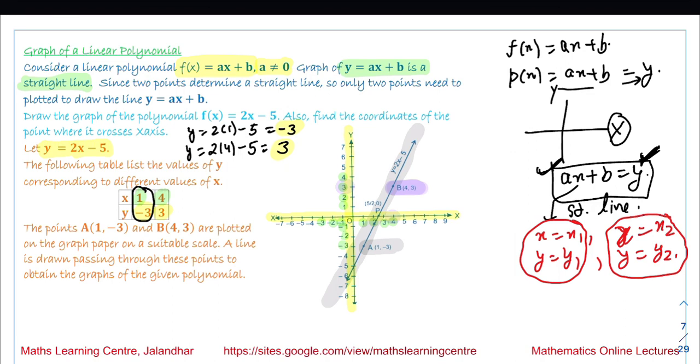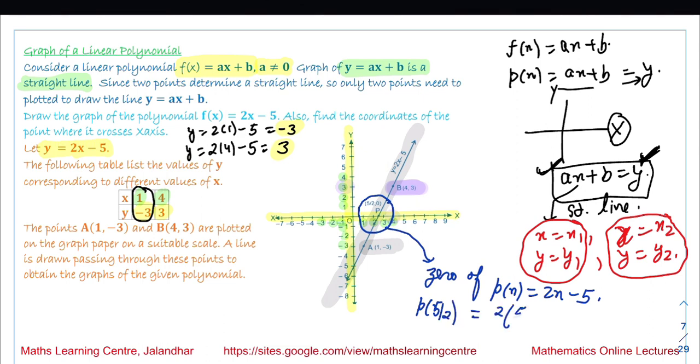And we are saying that this line is intersecting the x-axis at this point P, and this is basically the zero of P(x) is equal to 2x minus 5. Zero of this means that this point 5 by 2, if we substitute over here, we are saying P of 5 by 2, that is 2 into 5 by 2 minus 5. The answer is 0. Why is the answer 0?